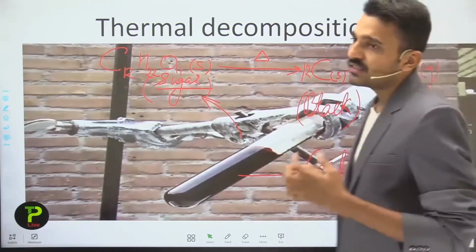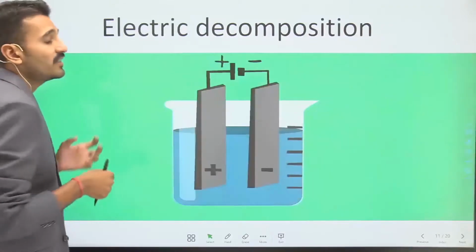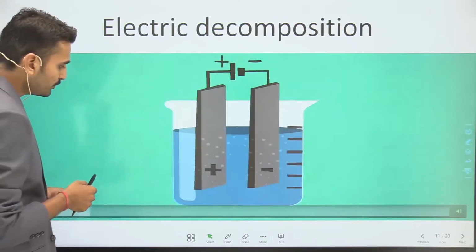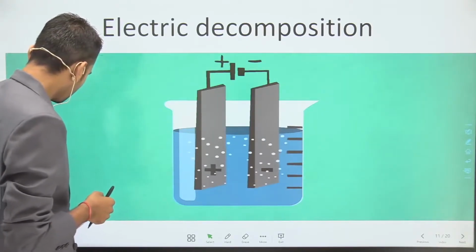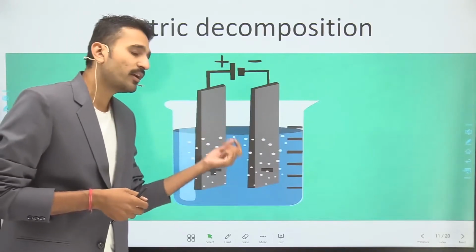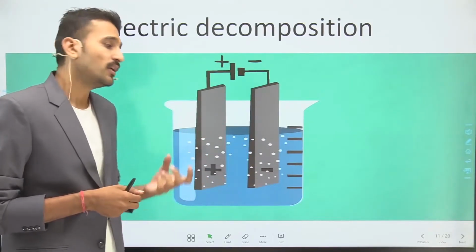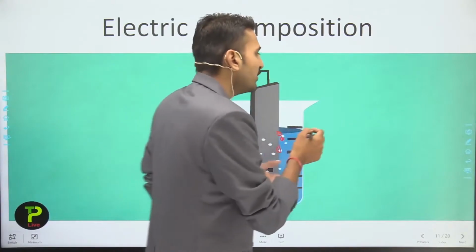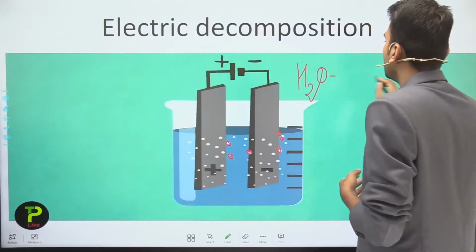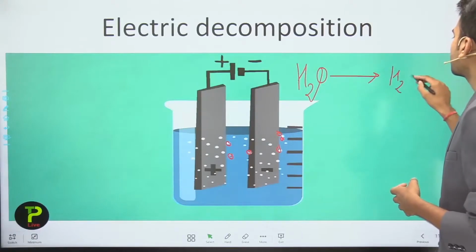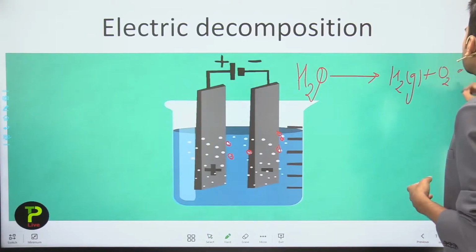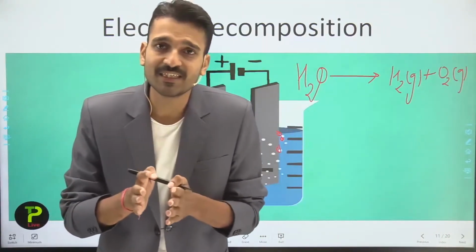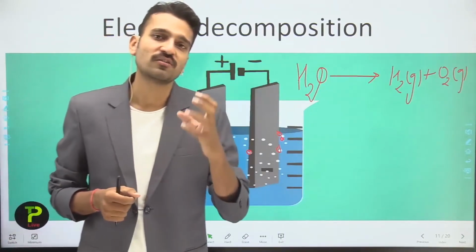So moving to another decomposition, that is the electric decomposition. Let us see this video. So here you see what happens when we pass electricity through this water. When we pass electricity through this water, what happens? Bubbles start forming. So what are these bubbles? If electricity is passed through water, water decomposes to form hydrogen gas and oxygen gas. So here water, which is in the liquid state, is decomposing in the presence of electricity to form hydrogen gas as well as oxygen gas.